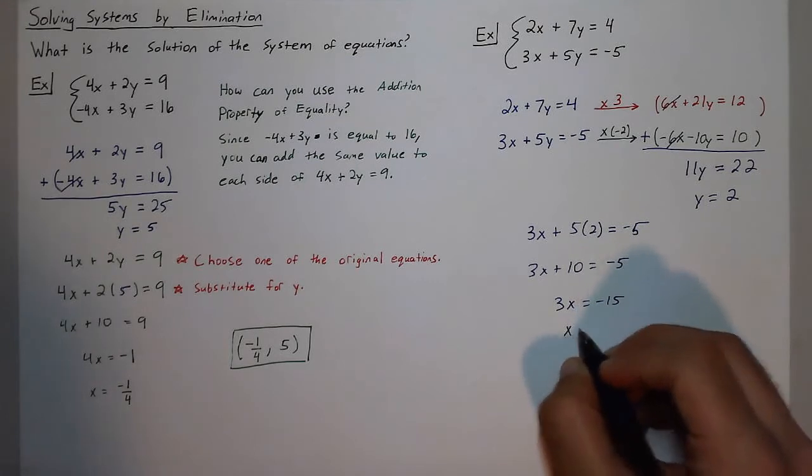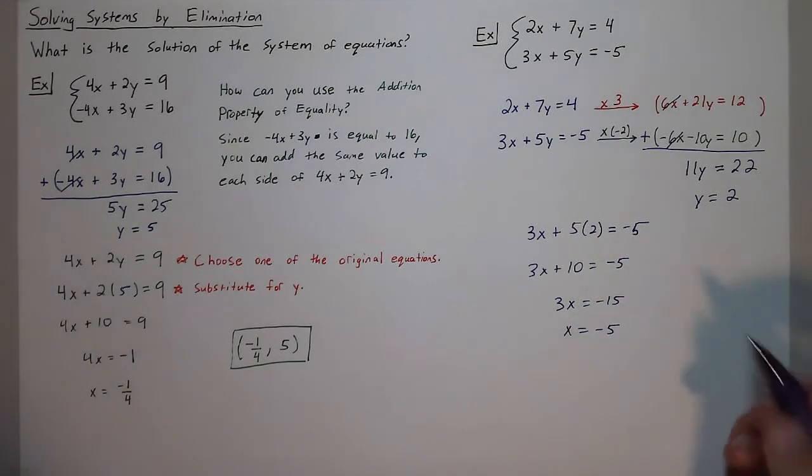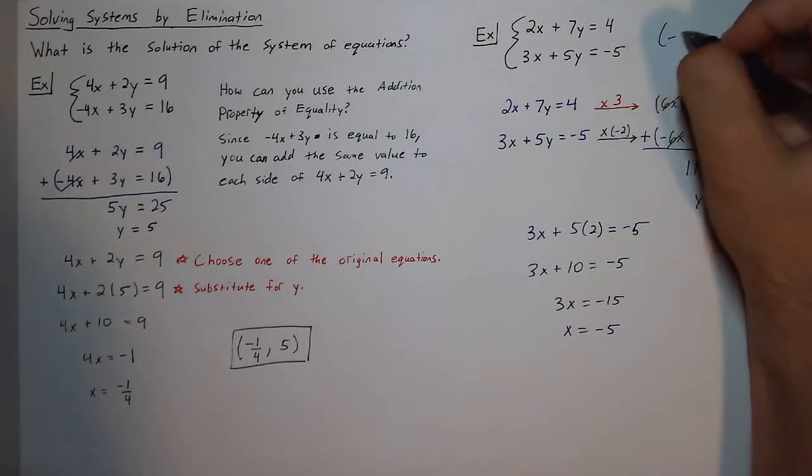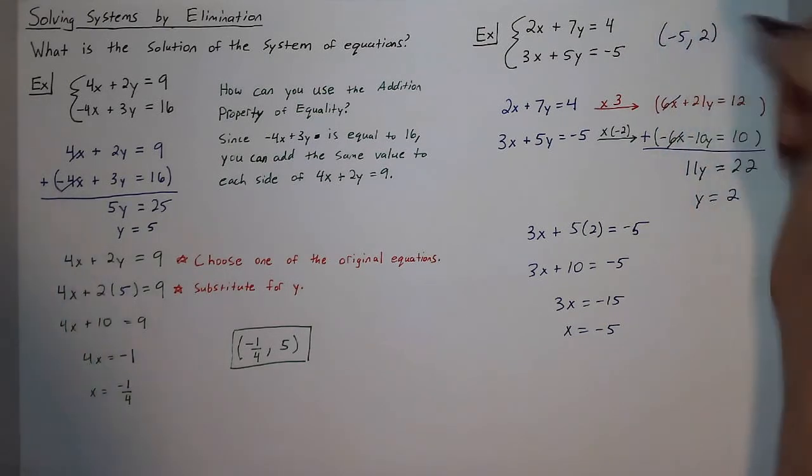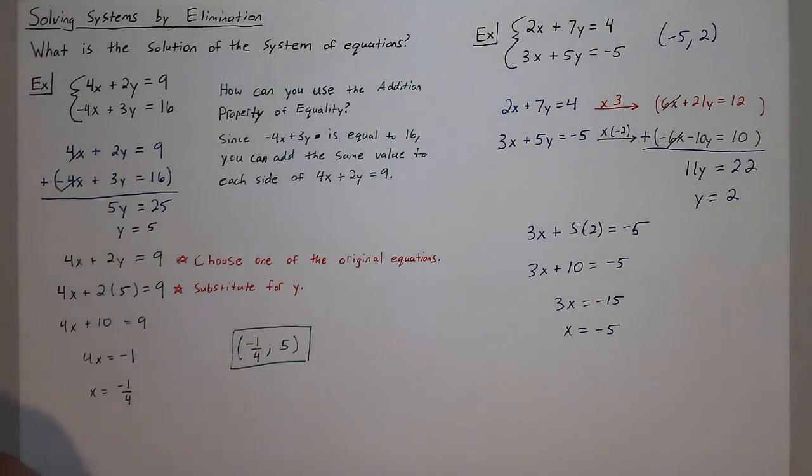Divide by 3. X is equal to negative 5. So the solution to this system is negative 5, comma 2. Negative 5 for x, 2 for y. And that is how you use elimination to solve a system.